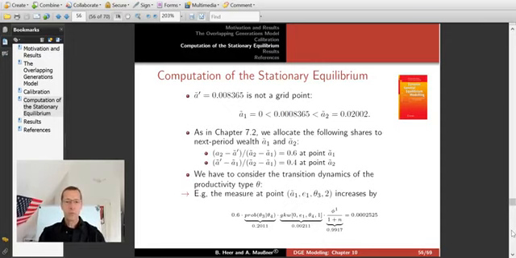Okay, now the next point we notice is that A prime, 0.008365, need not be a grid point. So of course, even the probability that it's a grid point is close to 0. And it falls, in this case, between the first and the second grid point, between 0 and 0.0202. So let me show you this on the whiteboard.